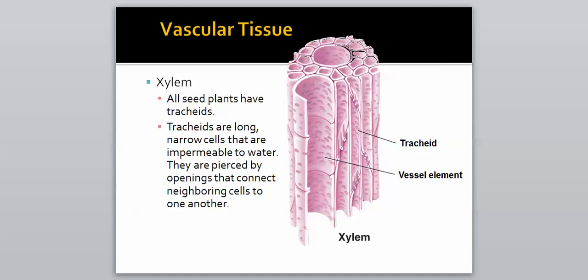And xylem. Okay, so breaking it down, all seed plants have tracheids inside theirs that make up the xylem, and they are long, narrow cells that are impermeable to water, and impermeable means simply that they cannot pass. So that's just your vocabulary word for the day, impermeable, and they are pierced by openings that connect neighboring cells to one another. So I think we mentioned that they are stacked on top of each other, one on top of the other, just like tubes. So on the right you can see the more narrow one are the tracheids, so that's what the water is going to pass through. And that is found in all seed plants, so gymnosperms and angiosperms.